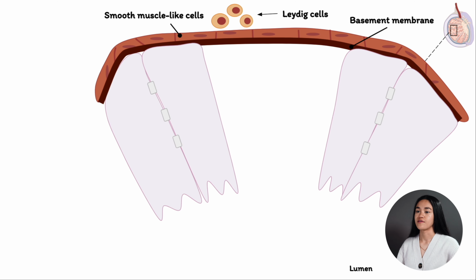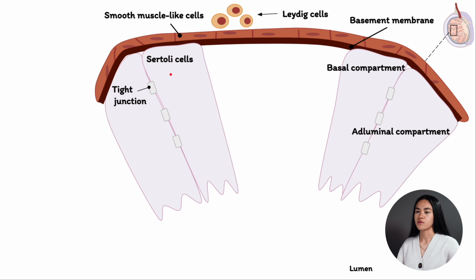These compartments are divided by tight junctions, which are intercellular junctional complexes. So the basal compartment is between the basement membrane and the tight junctions, so this space here. And the adluminal compartment begins at the tight junctions and extends all the way to the lumen. Now the seminiferous tubules are lined with Sertoli cells, also known as sustentacular cells, and they rest on the basement membrane and extend all the way to the lumen. And these Sertoli cells are joined to adjacent Sertoli cells by tight junctions. Okay, so this right here is a tight junction.